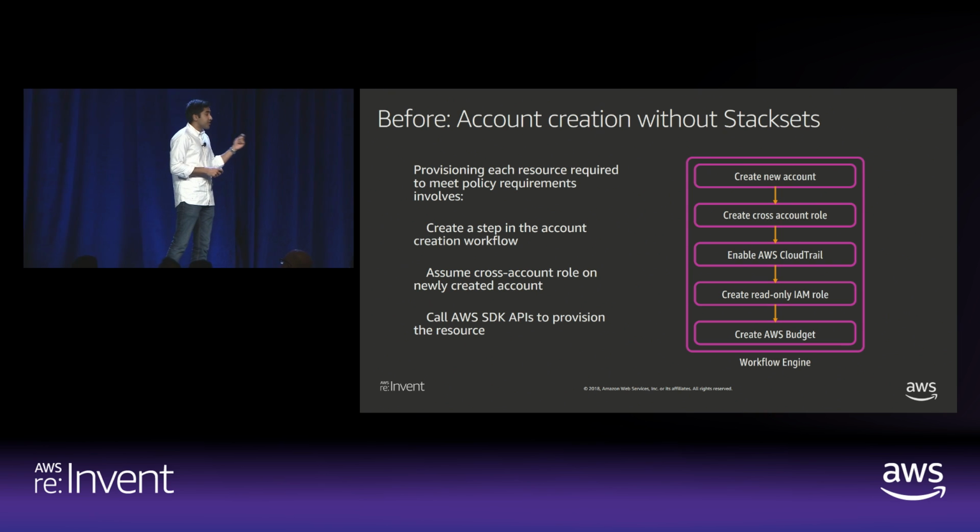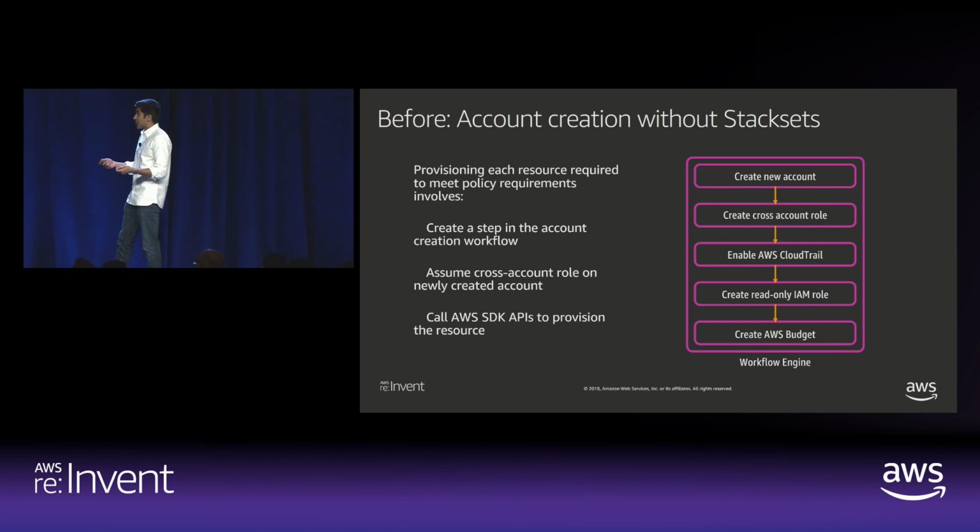Our actual production account creation graph has 9 separate steps in it to configure the required AWS resources. We start off the workflow by creating a cross-account administrator role, which trusts our administrator account. To provision any of the required resources, we assume this cross-account administrator role and then synchronously call the relevant AWS SDK APIs to provision that resource.